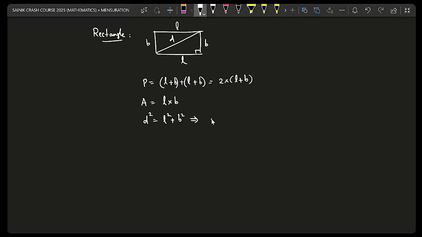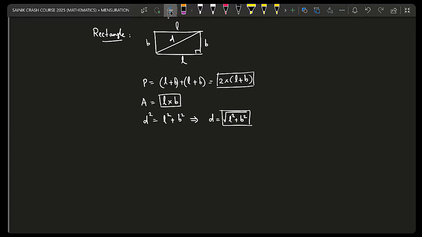Square of the diagonal. Transpose the square to the other side, you get the required answer. Sir, then square root of L square plus breadth square. Yeah, that's it. So we got perimeter of a rectangle is 2 into L plus B. Area of a rectangle is length into breadth. And diagonal of a rectangle is square root of L square plus B square. So all these three are useful.